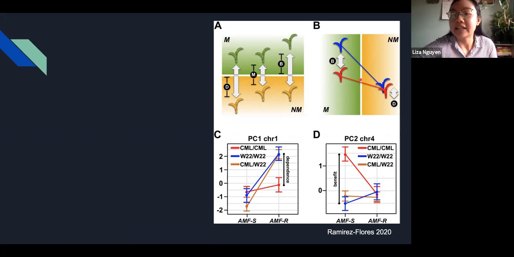And then there's this idea that there's a trade-off between the two. You can't have the best of both worlds. So here in mycorrhizal conditions, this blue plant performs better than the red.